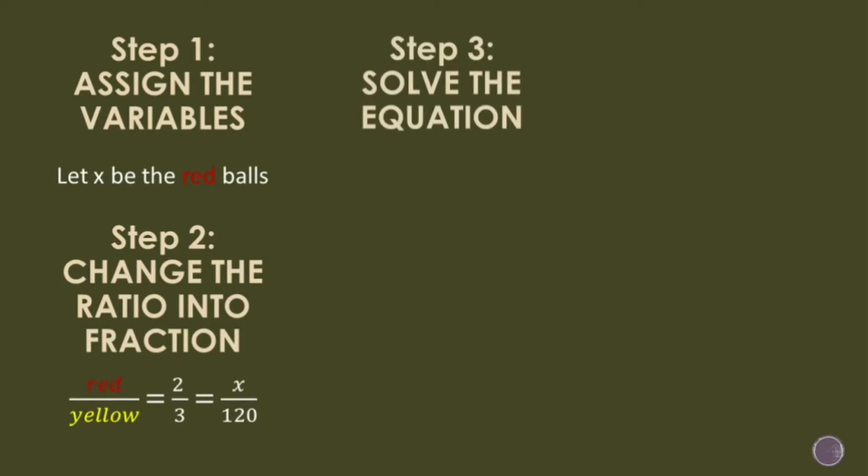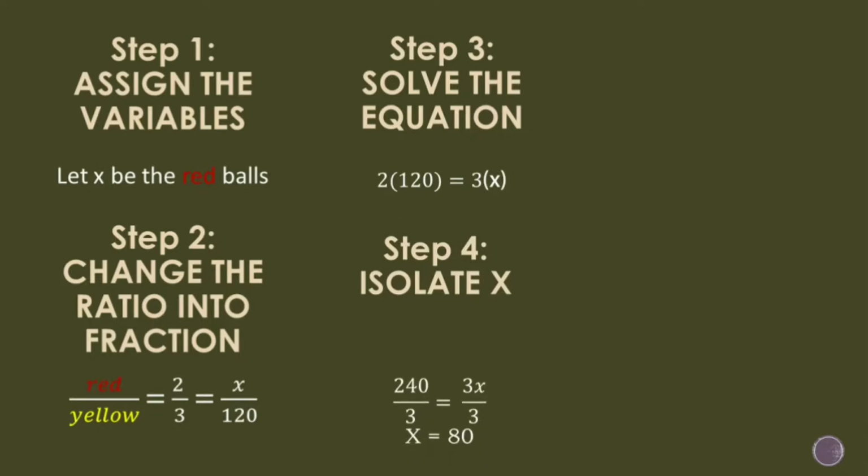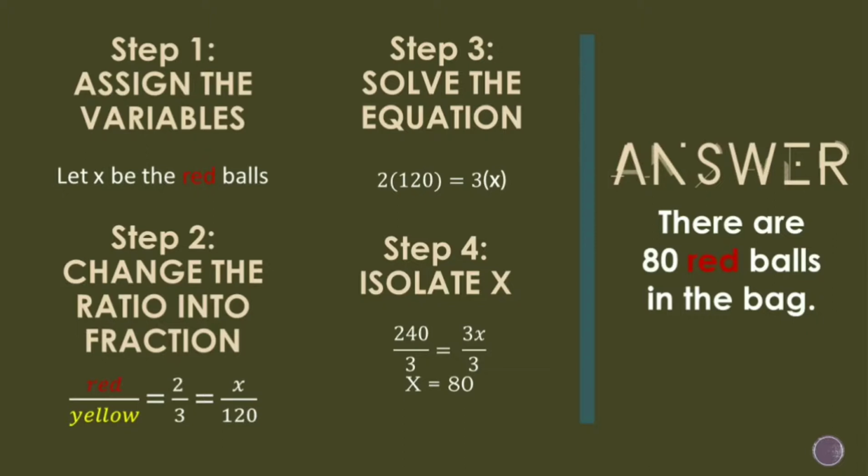Step 3. We solve the equation. In order to solve the equation, we must cross multiply, meaning 2 times 120 is equal to 3 times x. And that is equal to 240 equals 3x. Step 4. We must isolate x. We can isolate x by dividing both sides by 3. 240 divided by 3 is equal to 3x divided by 3. Therefore, x is equal to 80. The answer is there are 80 red balls in the bag.